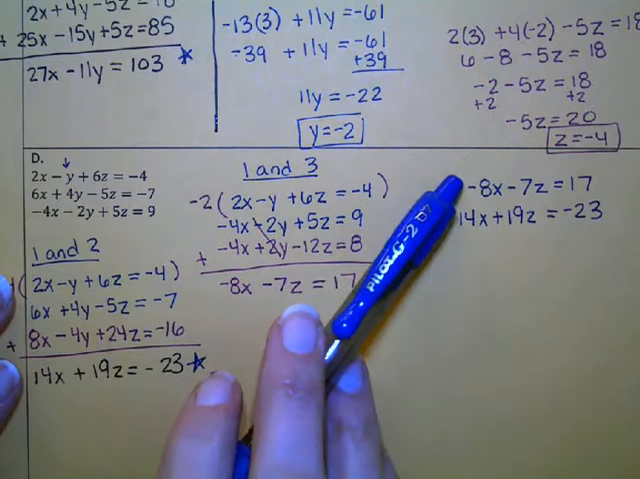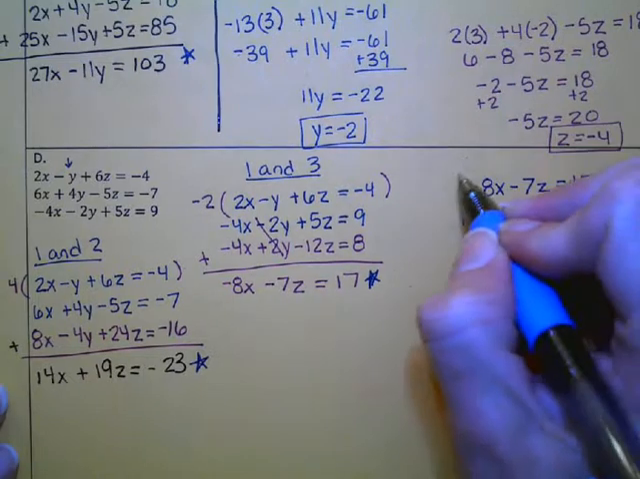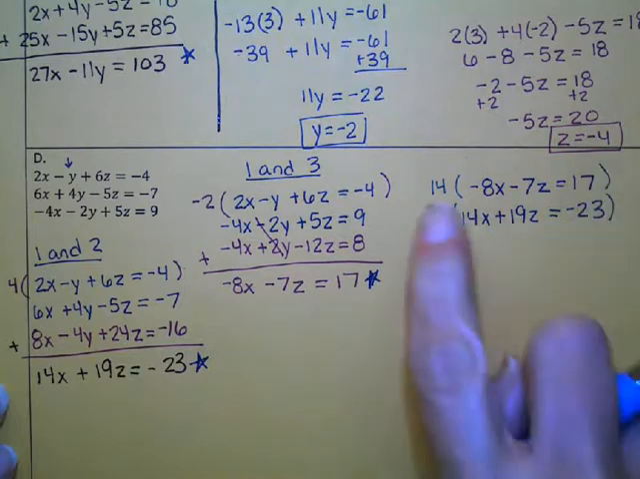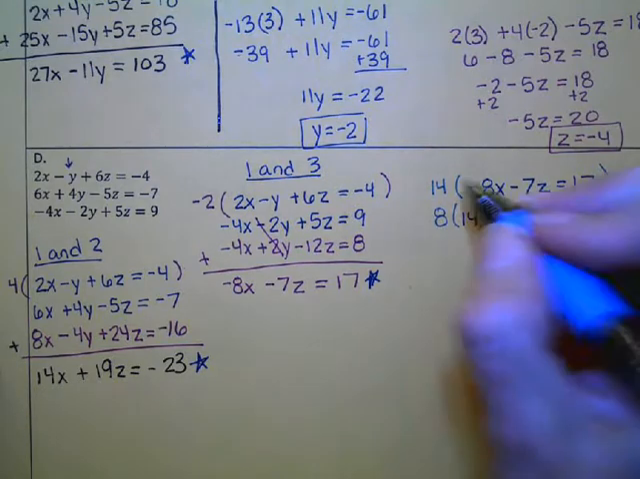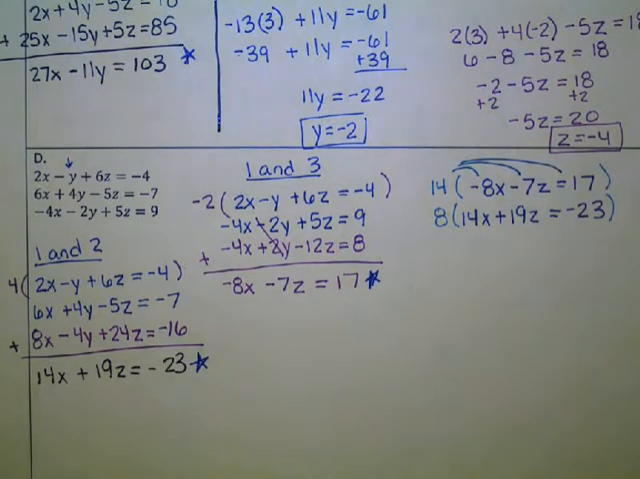Now, I'll be honest, there's no easy way to do this one. 7 and 19 don't necessarily go into the same numbers, so the quick way, when there isn't an obvious letter to get by itself or number to multiply by, is if you don't know, multiply by the numbers that you see. For instance, if I multiply this by 14 and this one by 8, we'll end up with one negative and one positive, and we'll be able to eliminate a letter. So I'll multiply the whole top row by 14.